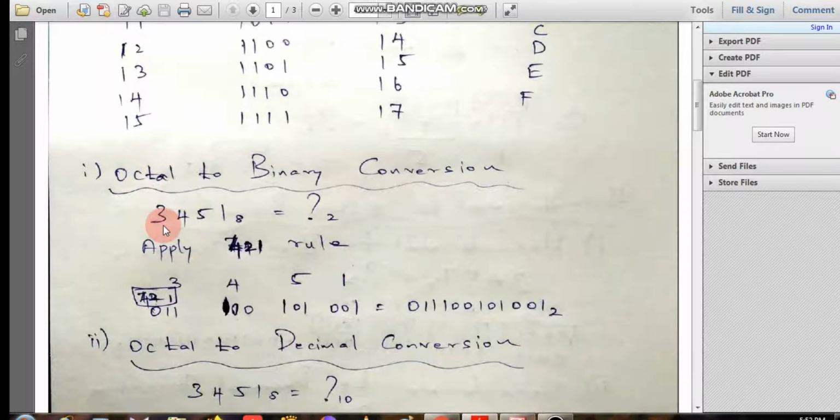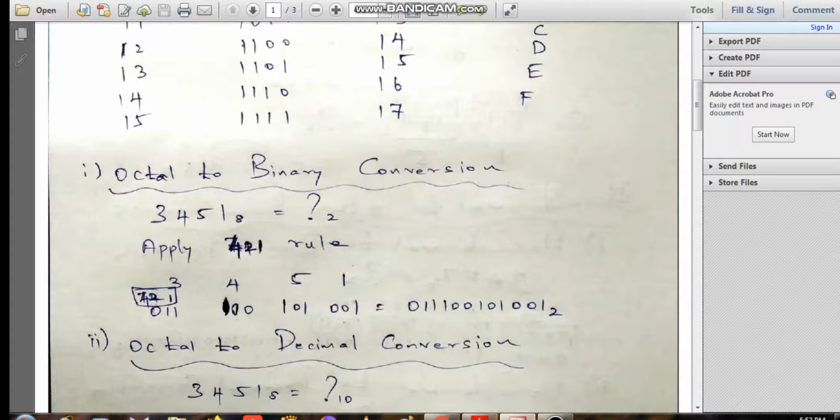For the corresponding binary number for octal 3, apply the 4 2 1 rule: 2 plus 1, so I put 1 and 1. For 4 I put 1 0 0, and for 5, 4 plus 1, so 1 0 1. So this is the corresponding binary representation for the given octal number 3451.